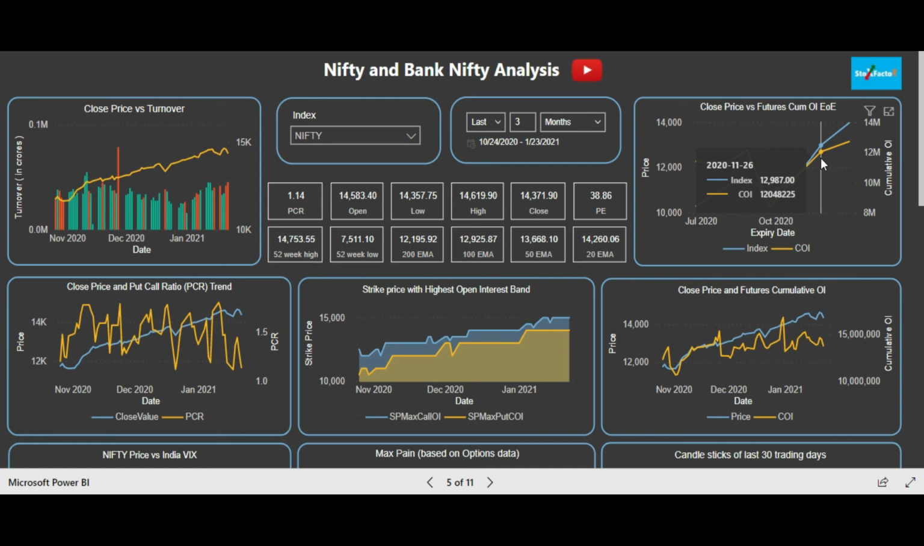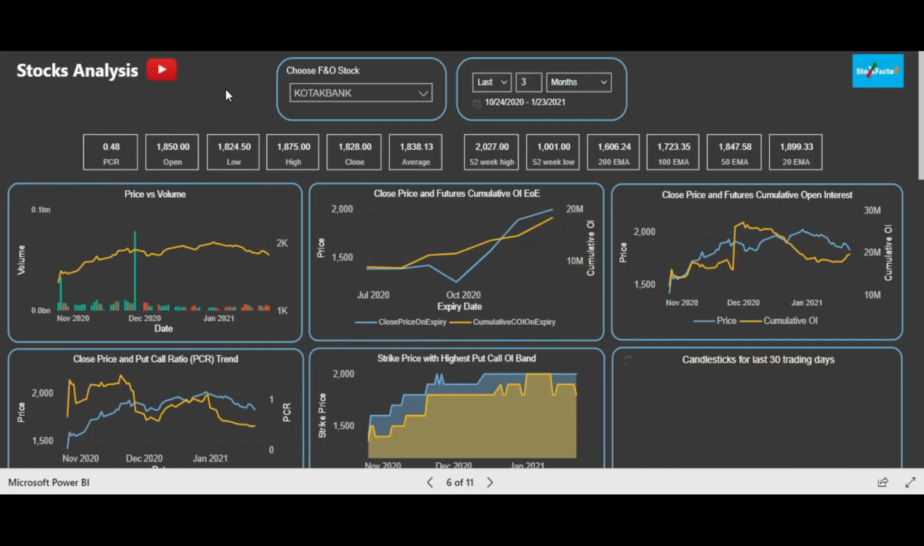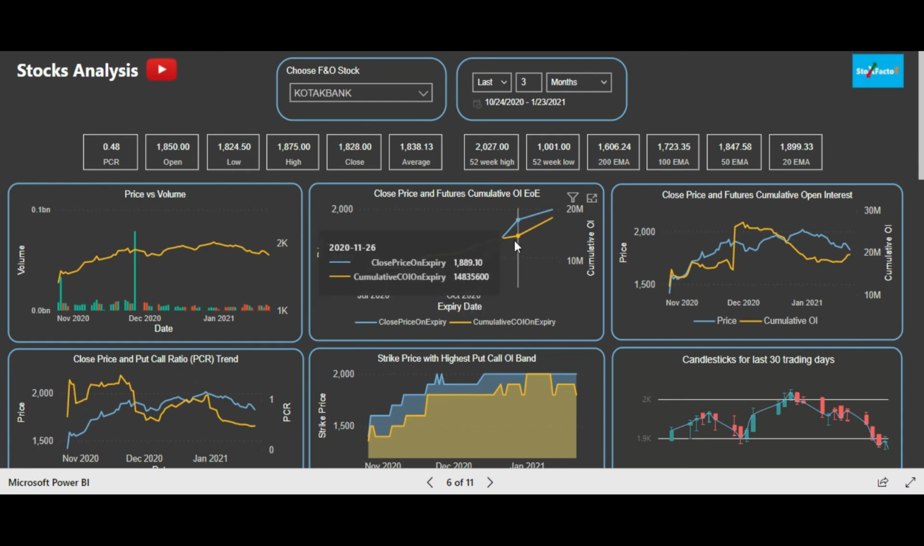Now let's take an example of the stock. So we will go to the stock analysis page. So friends, we are into the stocks analysis page and I have selected the Kotak Bank example. You can see that the cumulative open interest is rising continuously, and also you can see that the price is also rising for a few months in the Kotak Bank.